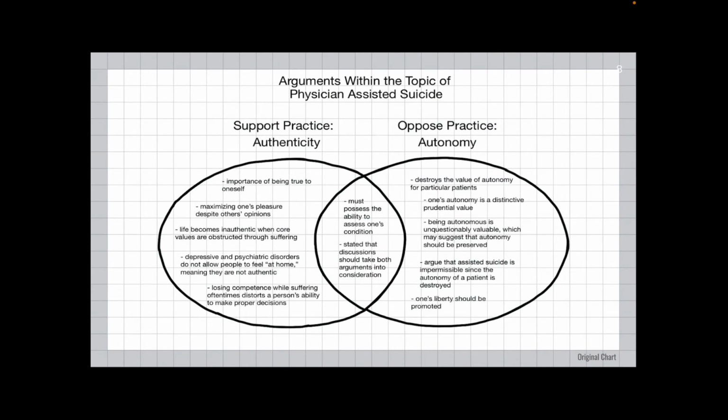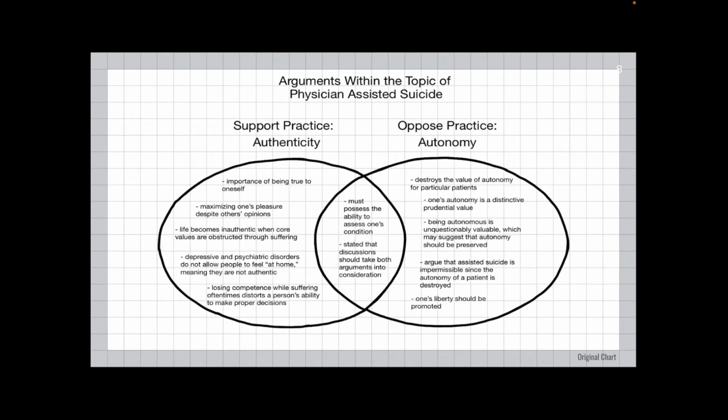This slide summarizes the main points of the previous slides on autonomy and authenticity, through comparing and contrasting these two topics surrounding this practice. With one side demonstrating the supporting ideas around authenticity, the main ideas displayed are staying true to oneself, not feeling like oneself, and life becoming inauthentic when core values are obstructed through an illness. The other side, with ideas opposing this practice with information from the topic of autonomy, claims that autonomy may be destructed by this practice when it should instead be promoted and protected.